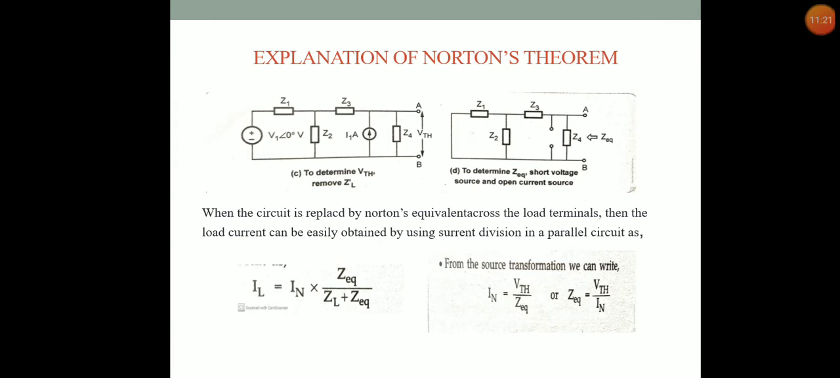So now the simplification of the Norton theorem, the Norton equivalent circuit is obtained. Here we see the diagram from the source transformation of the theorems in the equivalent impedance. So the VTH and the equivalent resistance, from the source transformation, IN is equal to VTH, that is the Thevenin voltage, divided by the equivalent impedance, or the equivalent impedance is nothing but VTH divided by the Thevenin current or Norton current.